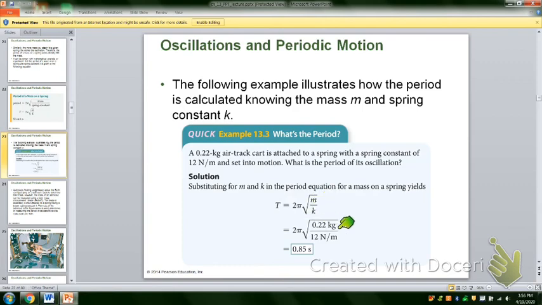They told us that the mass was 0.22 kilograms and the spring constant was 12. So if I simply divide those numbers and then square root them, multiply by 2 pi, I'll get a period of 0.85 seconds. Just plug the numbers in and get it typed into the calculator correctly, and you've got it.